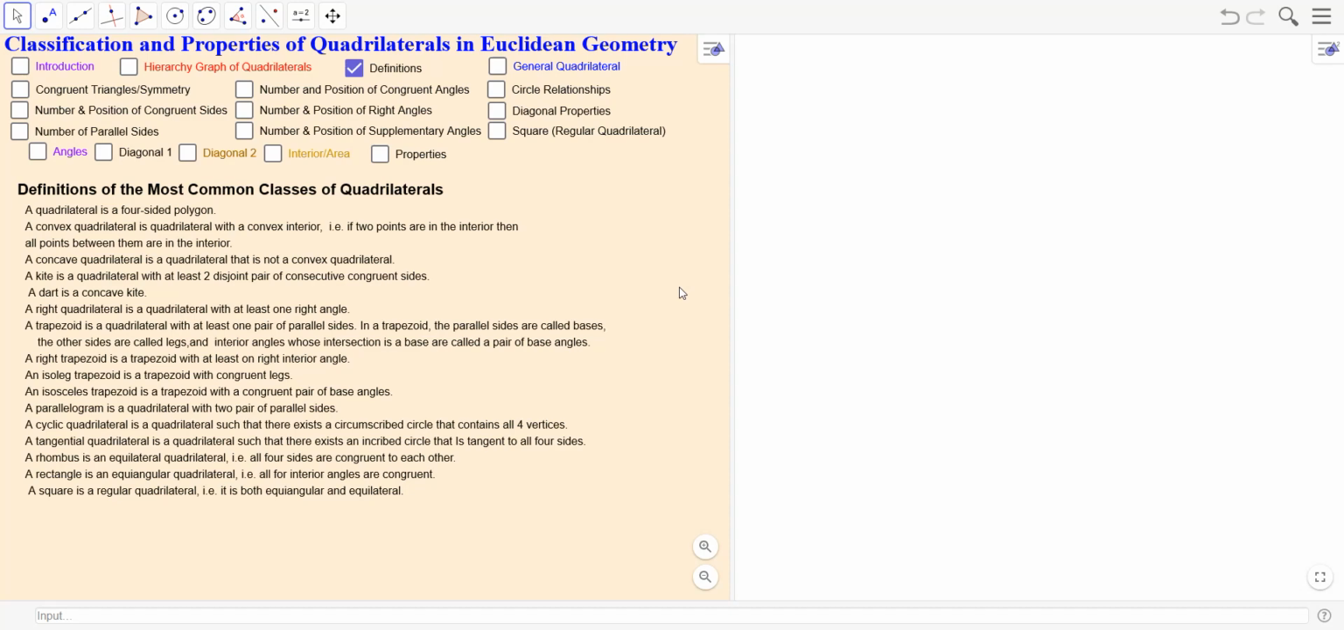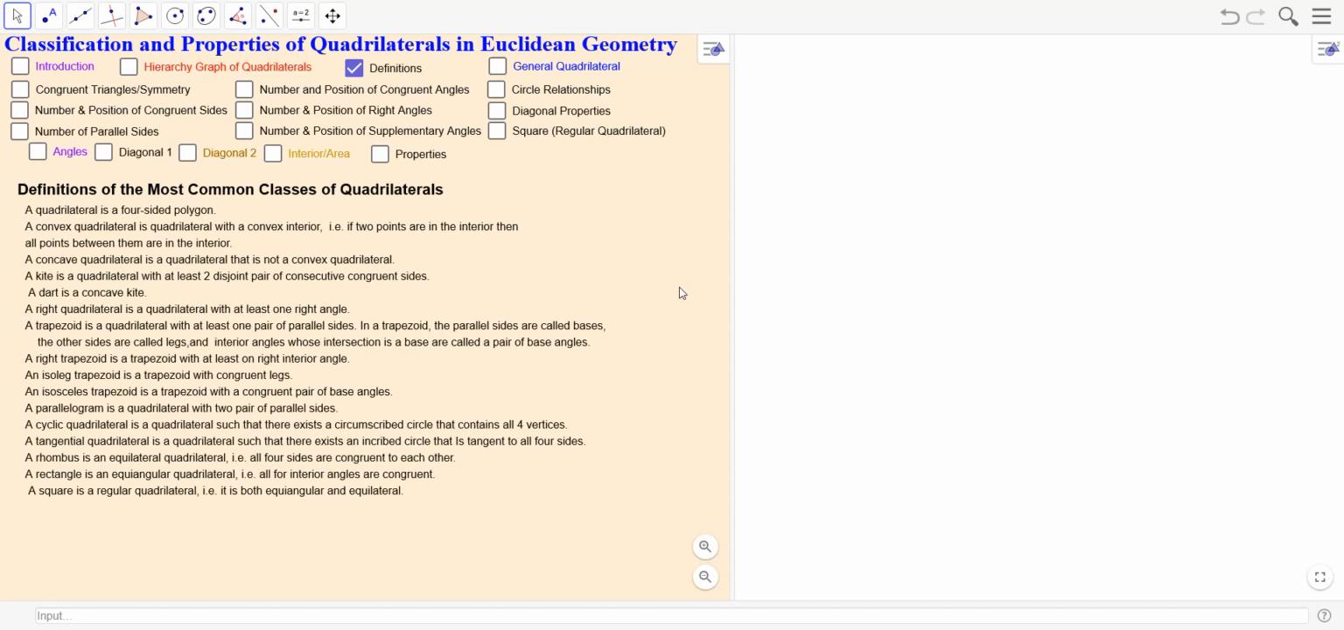A trapezoid is a quadrilateral with at least 1 pair of parallel sides. In a trapezoid, the parallel sides are called bases and the other sides are called legs. And interior angles whose intersection is a base are called a pair of base angles. A right trapezoid is a trapezoid with at least 1 right interior angle.